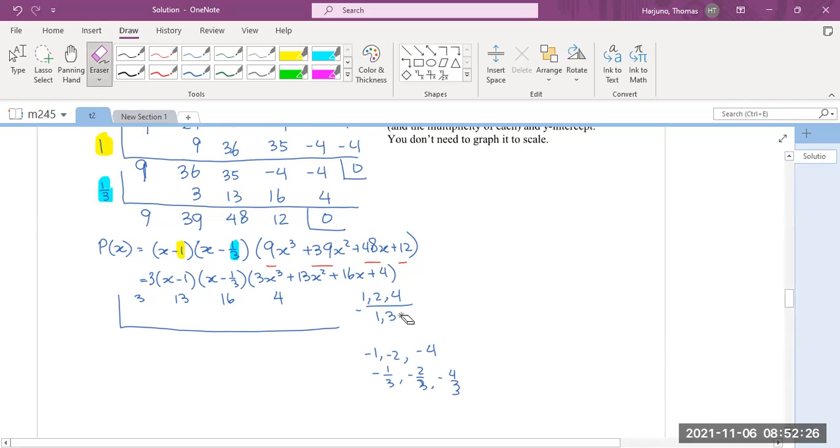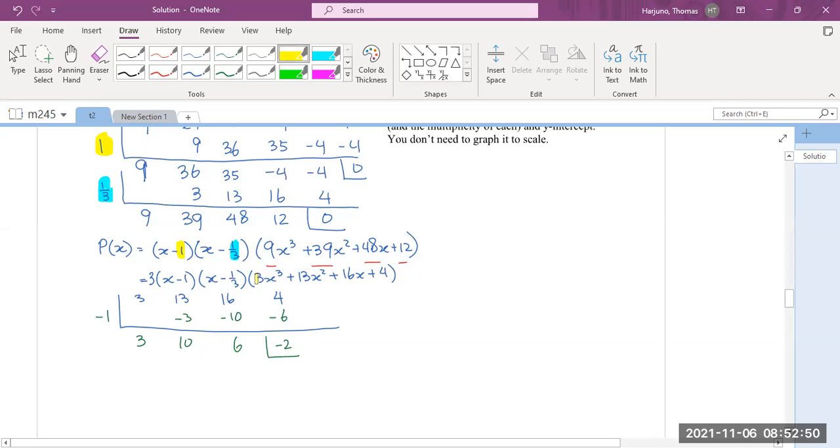Going back to our scratch work, I assume I start from there. Let me try negative 1. Will that work? No, negative 1 doesn't work.